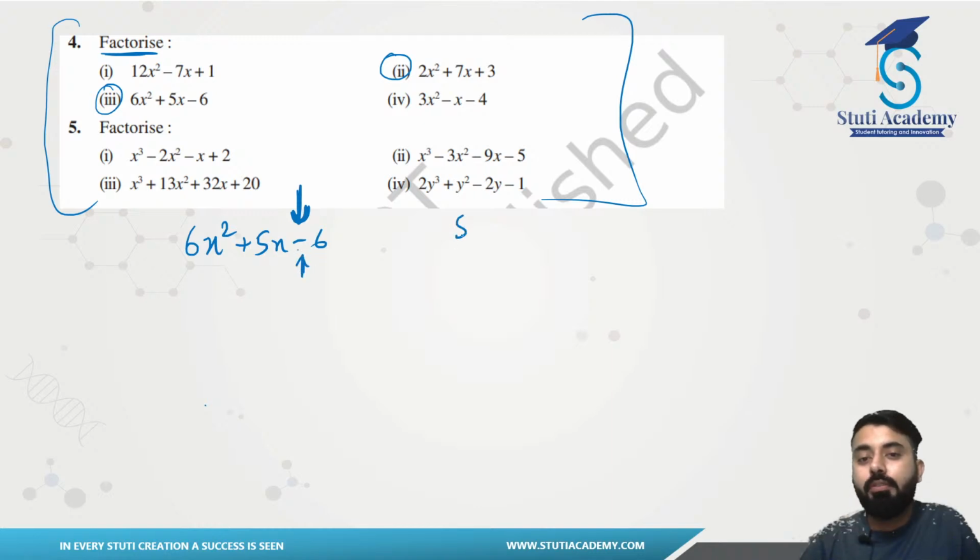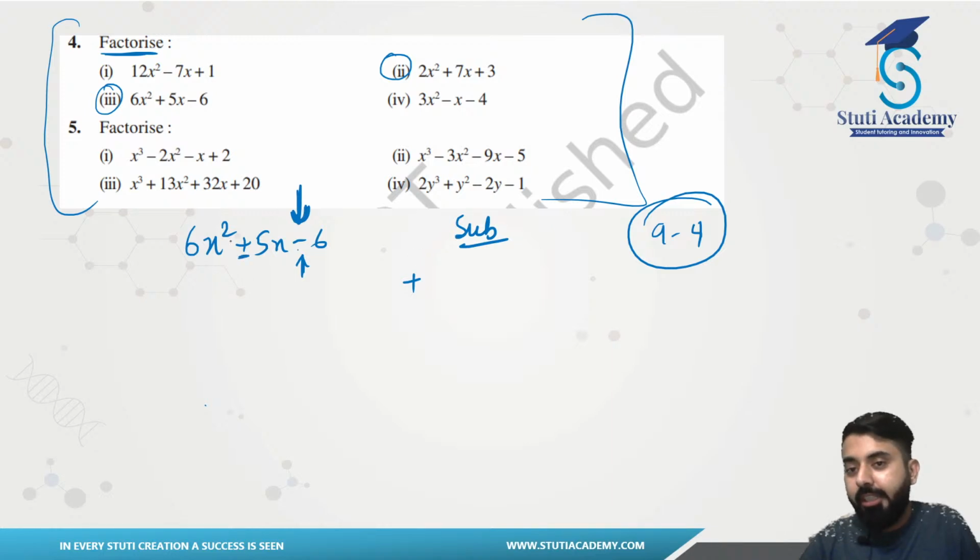This means we have to subtract. If there had been the positive sign here, that means we had to add. Keep in mind, this sign gives you the hint here. So we had to subtract. So you guys see, I had subtracted 9 and 4. We had got 5.